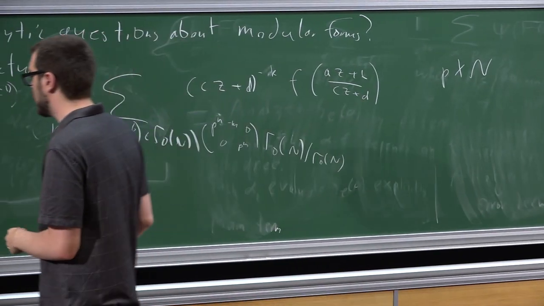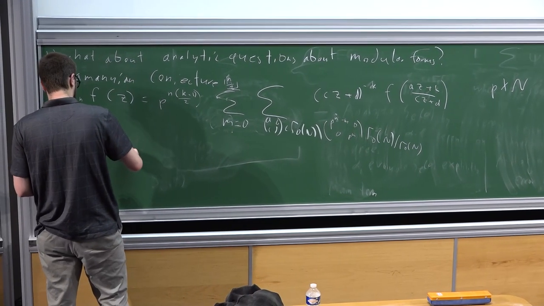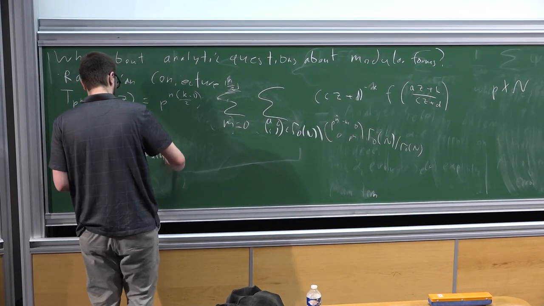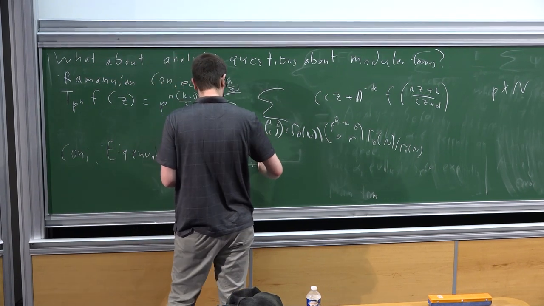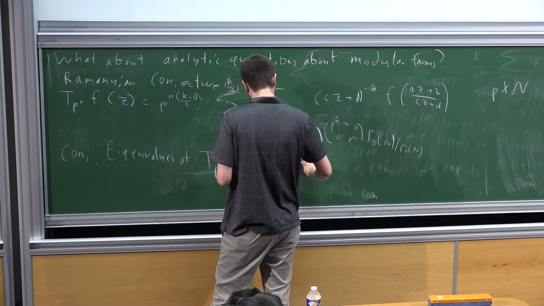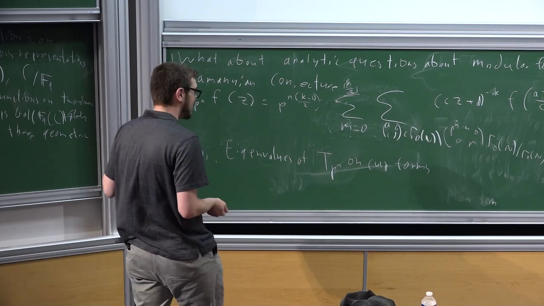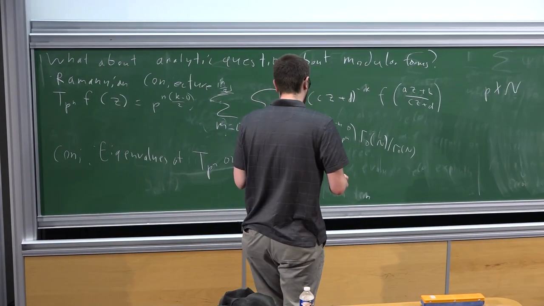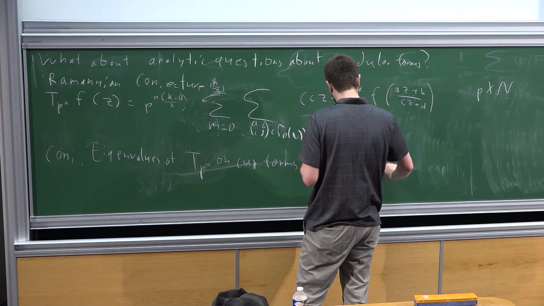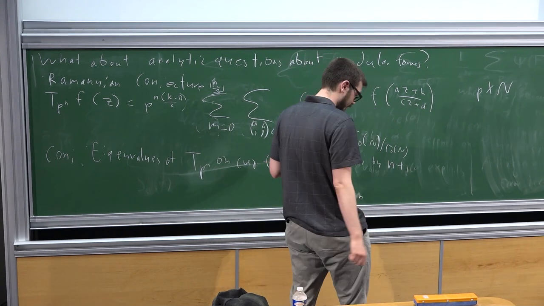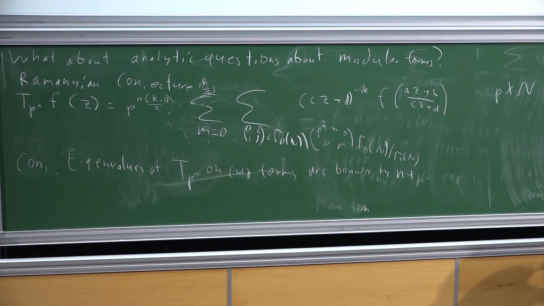And so the conjecture is that the eigenvalues of T_{p^n} on cusp forms, which are forms where instead of being bounded as Im z goes to infinity, this goes to 0 as Im z goes to infinity, I think if I've normalized it right, are bounded by n plus 1.